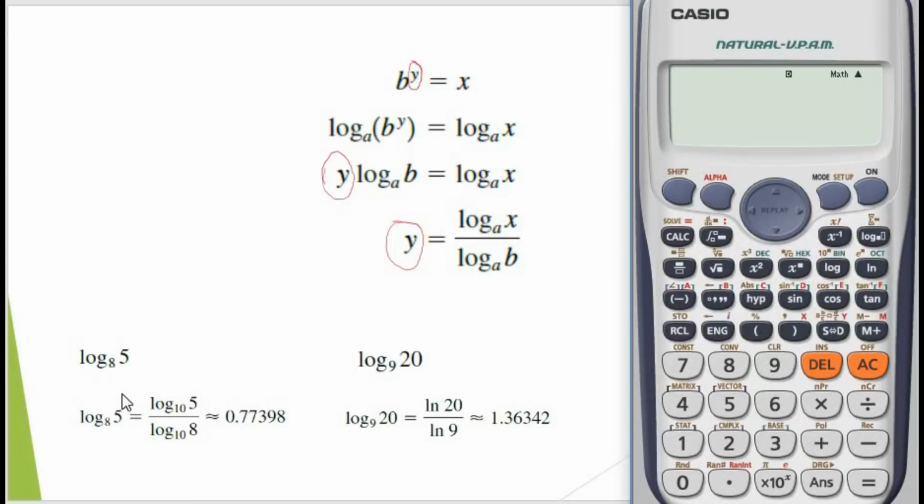Okay, so we have this expression. Take note that our base is 10. So we can use this common logarithm. For our calculator, we can simply use for common logarithm our log. Log 5 divided by log 8. So our answer is 0.77398. Okay, so we have our answer.